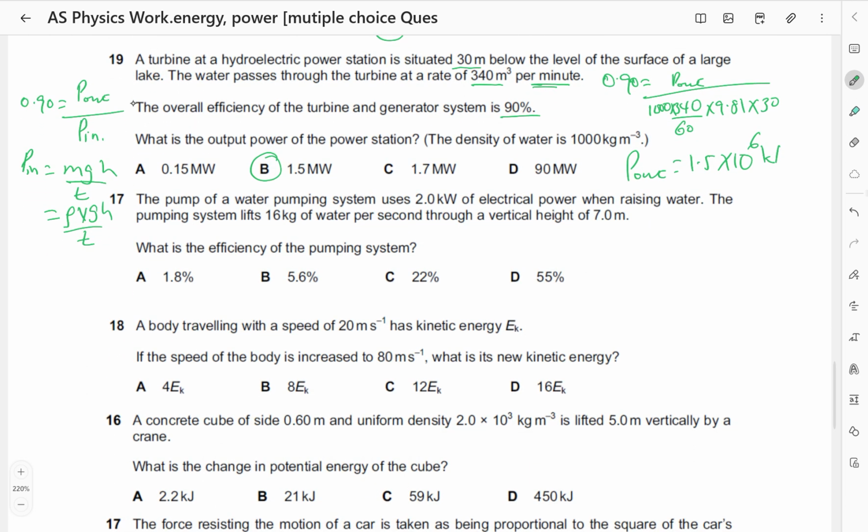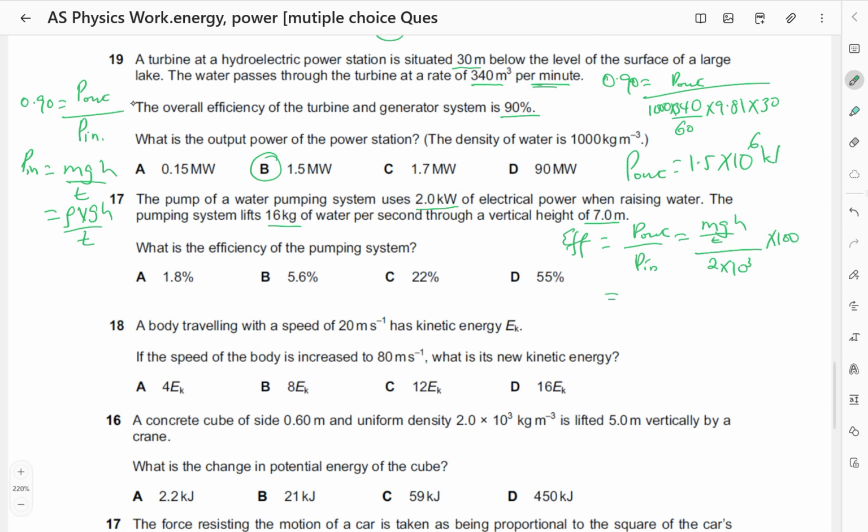The pump of a water pumping system uses 2 kilowatts of electrical power when raising water. So this is the power input. The pumping system lifts 16 kilograms of water per second through a vertical height of 7 meters. So this work done is the power output. What is the efficiency? So efficiency is simply going to be power output divided by power input. The power output is going to be mgh over T, and the power input is 2 times 10 power 3. Then I will multiply this by 100.